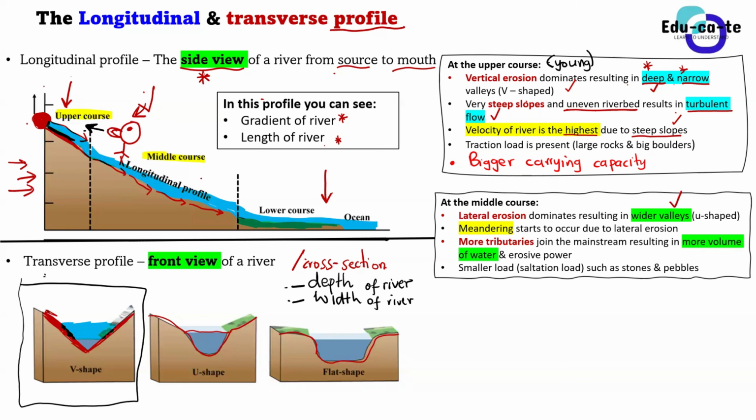So it means that if you're inside the river here, at the middle course, and you want to see the transverse profile, you're trying to look at the river, you're inside it, you're going to see that the valleys there are going to be wider, they're going to be more open. Your river will now be more open.